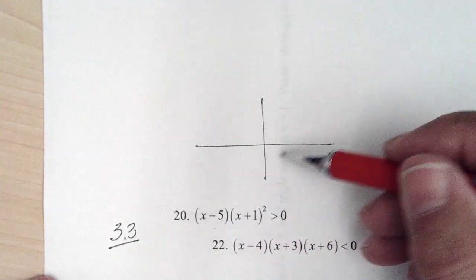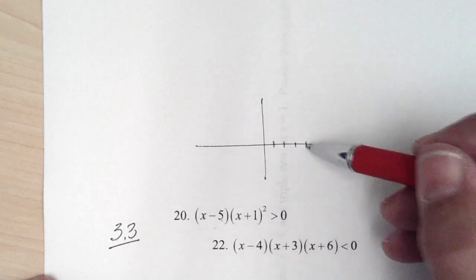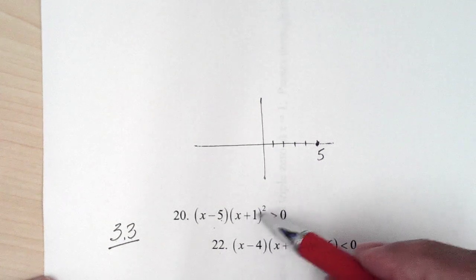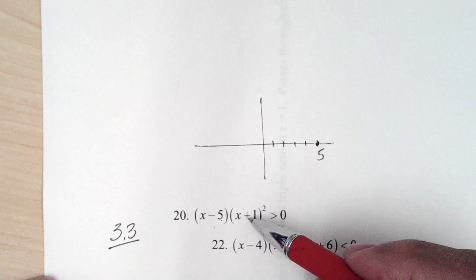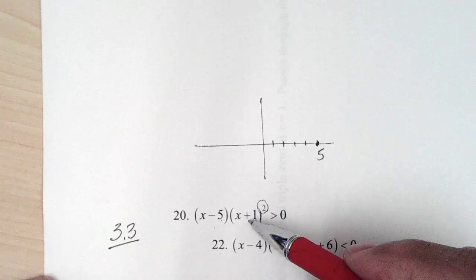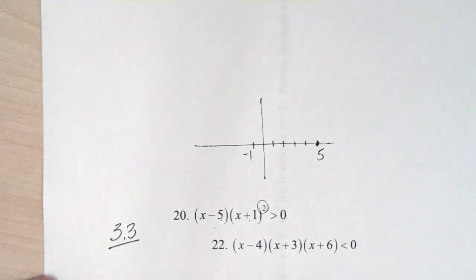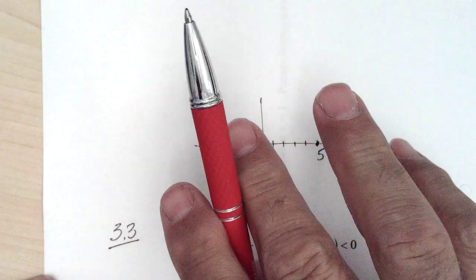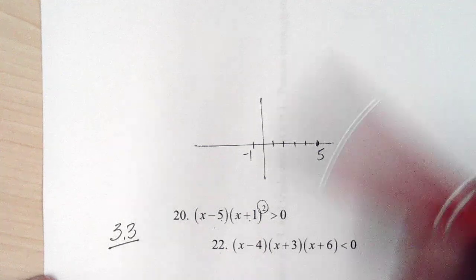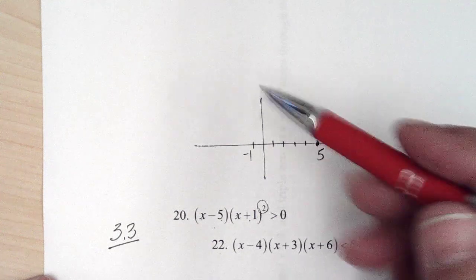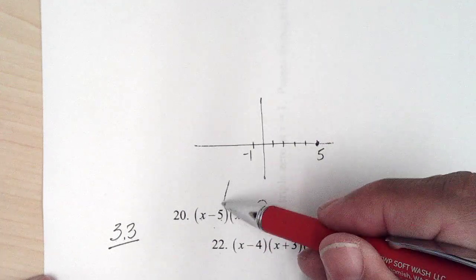X minus 5 means it has to go through plus 5 because that's a 0. And x plus 1 squared means it has to bounce off of negative 1. Now, this is going to be a degree 1, 2, 3. So one end's up and the other end's opposite it. And since it's going to be plus x cubed on this, it must be coming from down here.